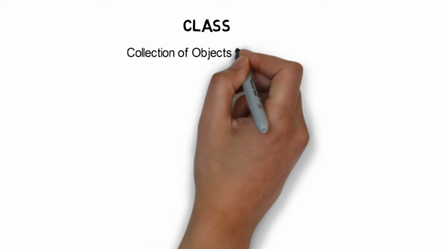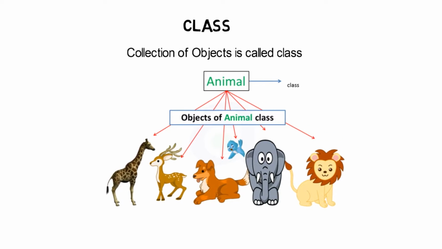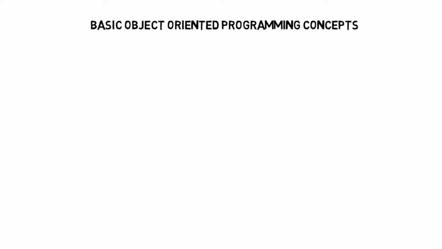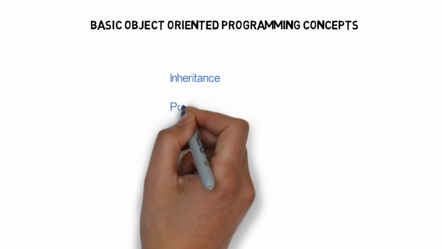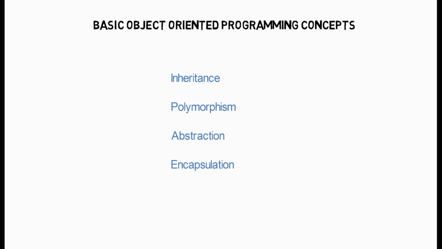And what is a class? Now we can identify a class as a collection of objects. Hereafter, we will discuss the basic object-oriented programming concepts: polymorphism, abstraction, encapsulation, and inheritance. Let's go through them one by one.